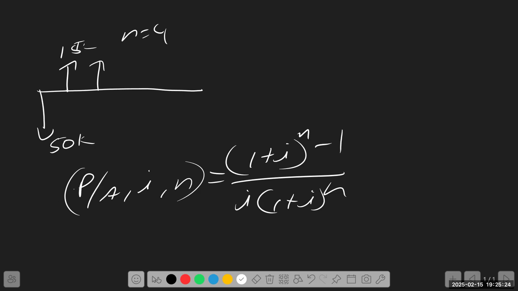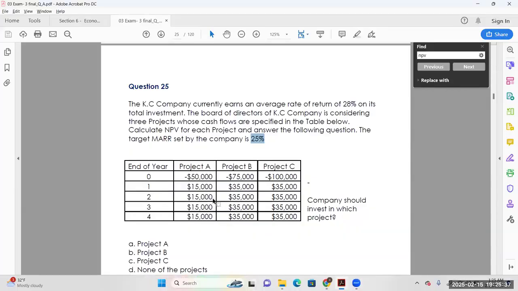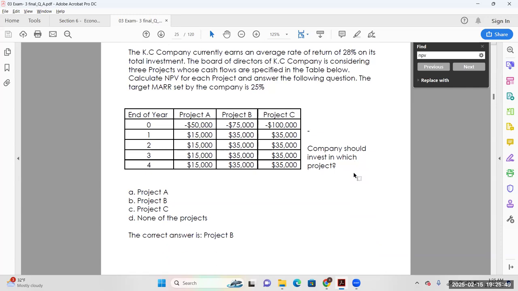This 15,000 is positive, then minus 50K, plus this value multiplied by 15K. You add and you get the net present value. Like that, we need to calculate for the three projects. Then whichever project has the more positive value, we need to go with that project, right? i is equal to 25%.